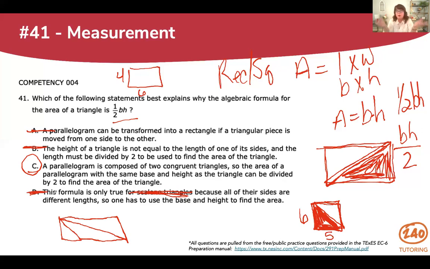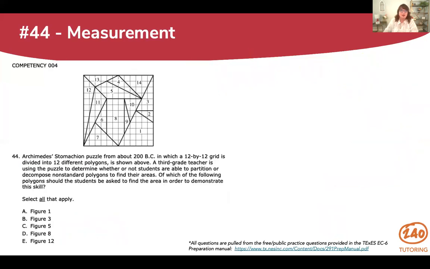If you can't remember how to find the area of a triangle, just remember 2 triangles, 2 congruent. You can place them on top of each other, make a rectangle, and then you can see, well, area of the rectangle, base times height, split it in half. Okay? So let's move on to our next question.